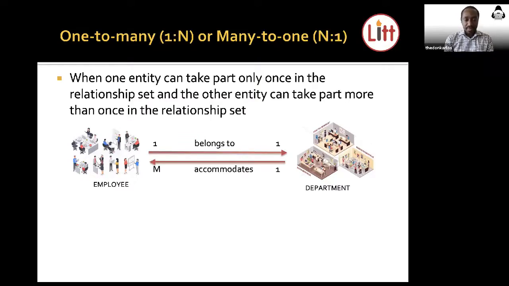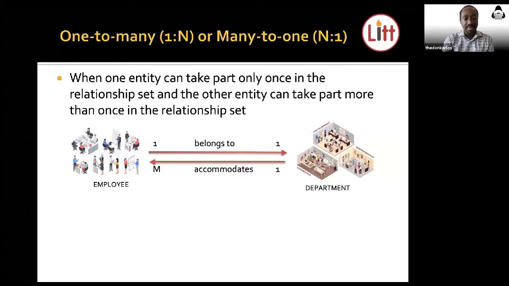Okay. Then we can also say that a department accommodates many employees. A department accommodates many employees. Look at the difference. The first one, we said an employee belongs to one department. So that side is one-to-one. Then the second one, we say a department accommodates many employees, meaning a lot of employees would be working in a department, but an employee can work in only one department.